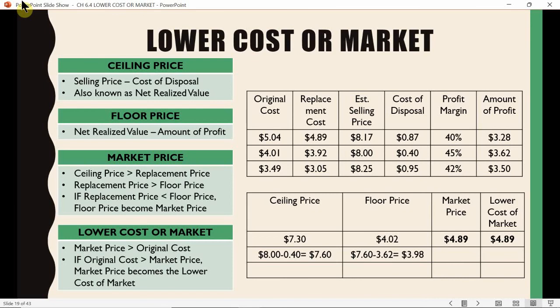What's my lowest value? 398. So the lowest value is 392, right? The one in the middle between those two numbers is going to be 398, which is your floor price. So in this case, my floor price is going to be my market.